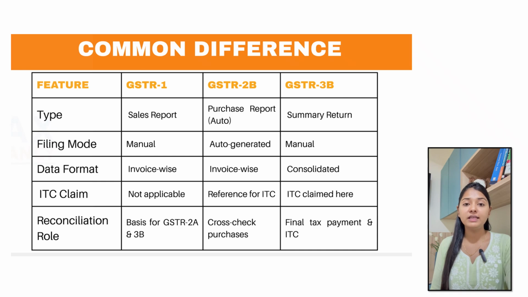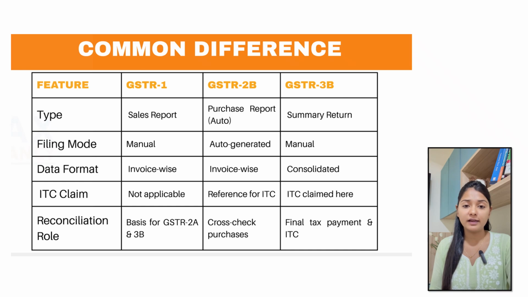Now that we have seen each return individually, let's compare them side by side to understand their unique roles in GST compliance. Types: GSTR1 is a sales report. It captures all outward supplies. GSTR2B is a purchase report. It's auto-generated based on your suppliers' filings. GSTR3B is a summary return. It consolidates your monthly tax position.